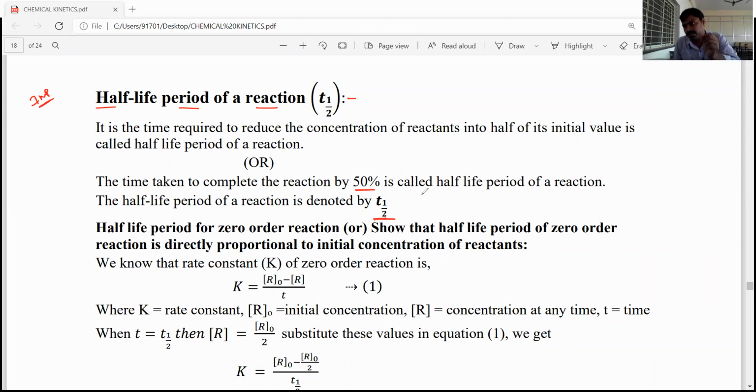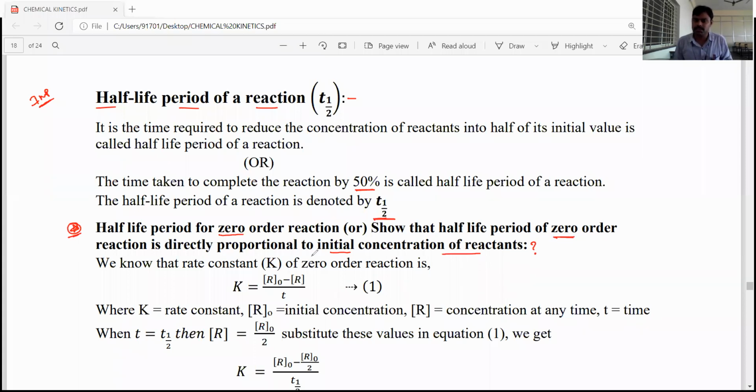So the half-life period formula for zero order reaction and first order reactions, we first need to discuss, and it is very important. In a board examination or subjective exam, they ask like: derive the half-life period for zero order reaction, or the same question they will ask like this: show that half-life period for zero order reaction is directly proportional to the initial concentration of reactant. Like that, they ask in two ways, students. So how to derive the half-life period for zero order reaction?